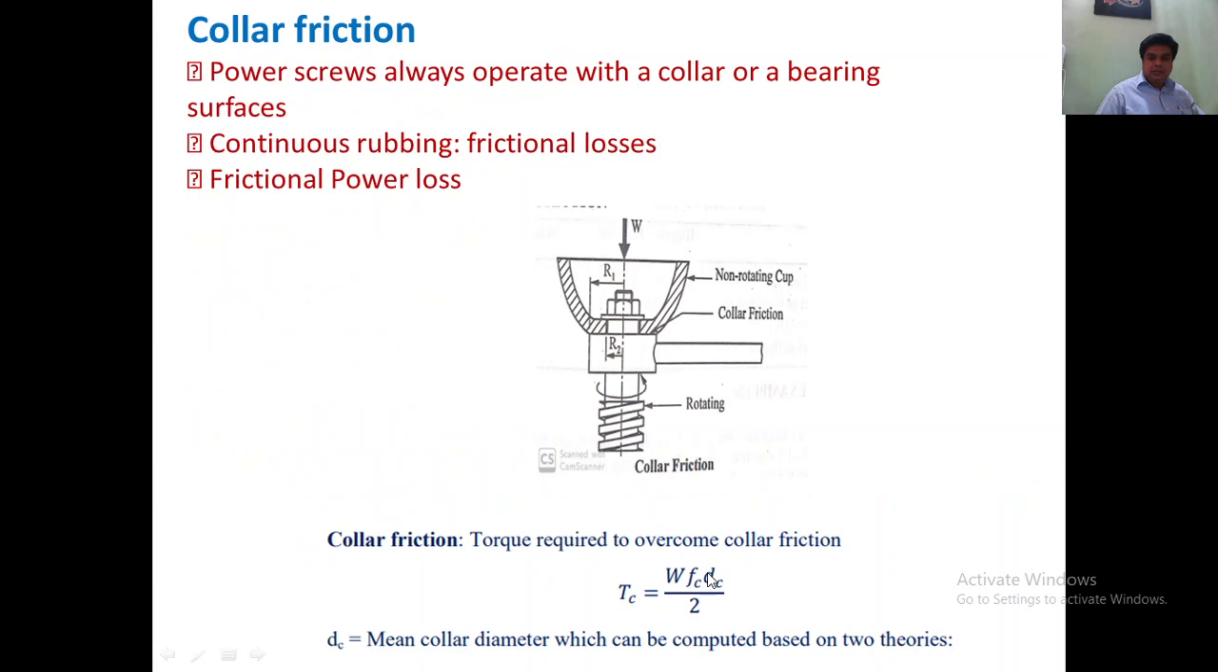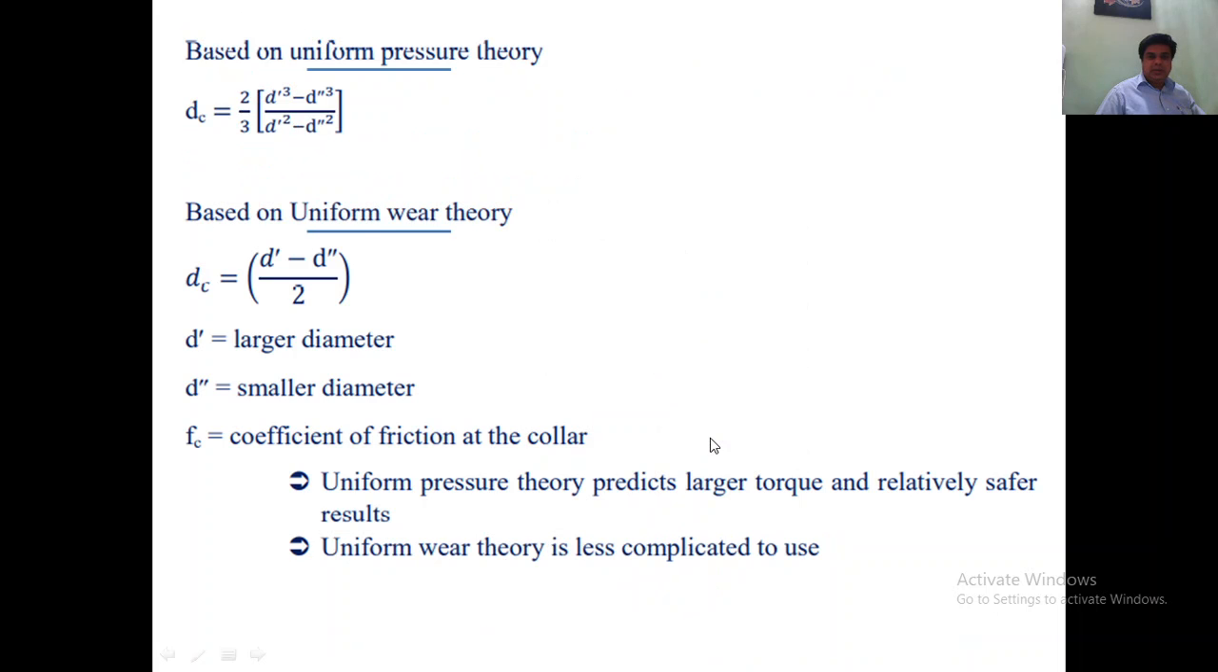So this mean collar diameter, we can consider it based on two theories. One is based on uniform pressure theory, so we get this equation. This is the mean collar diameter, with the inside and outside diameters D dash and D double dash, the larger and smaller diameters.